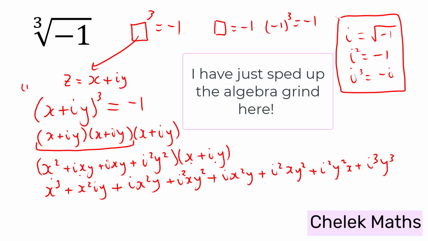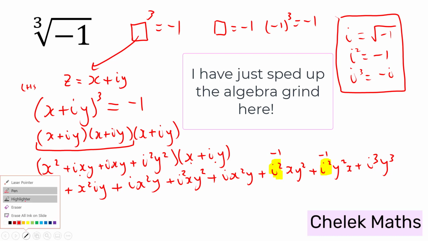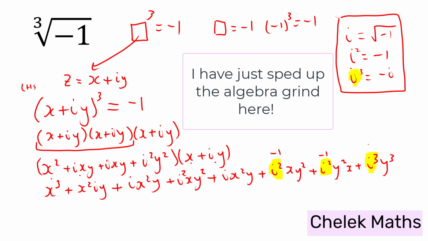Now remember, we're only dealing with our left-hand side here. So let's simplify this. We've got a lot of like terms. Let's deal with the i's first. So this here and this here we can replace with -1. Similarly, the i cubed, this guy we've seen from up here is just -i. So what we have is x cubed plus 2x squared iy plus i squared.